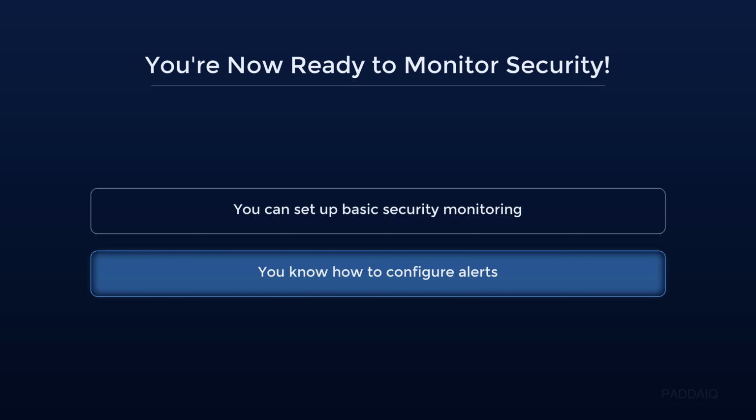You know how to configure alerts. This means you can set up automatic notifications for suspicious activities, like failed logins. For instance, if someone repeatedly tries to access your system with wrong passwords, you will get an immediate warning. This proactive step ensures you can respond swiftly to potential threats.